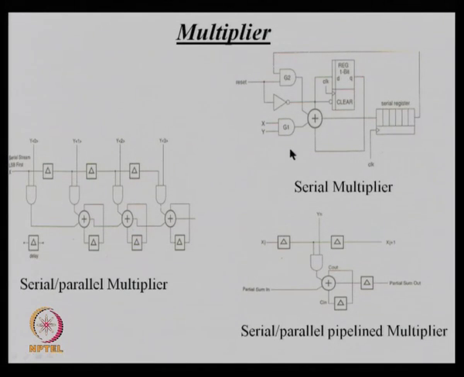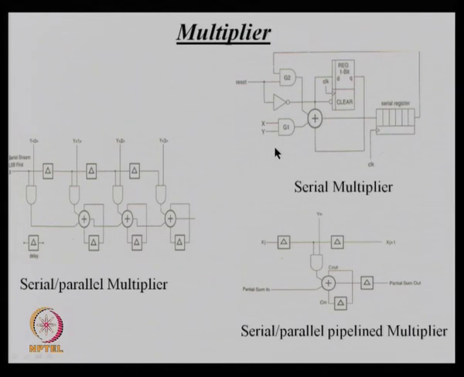The advantage of the serial multiplier is obvious: you have only one adder requirement even if there are 16 bit or 32 bit or 64 bit operations to be performed. However, the disadvantage is also obvious: if you have a large number of bits to be multiplied, obviously in one clock cycle only one bit operation is performed.